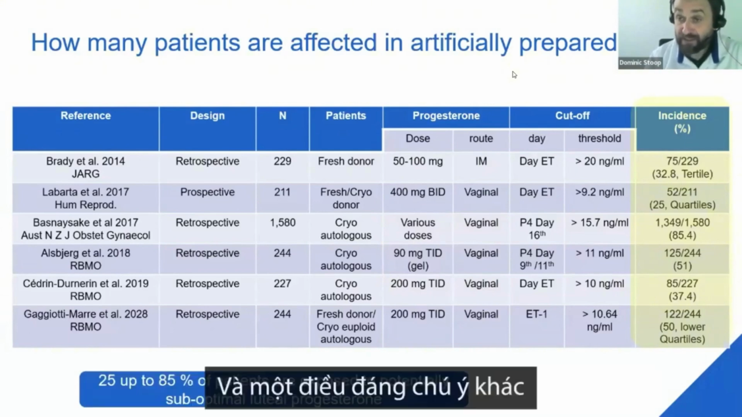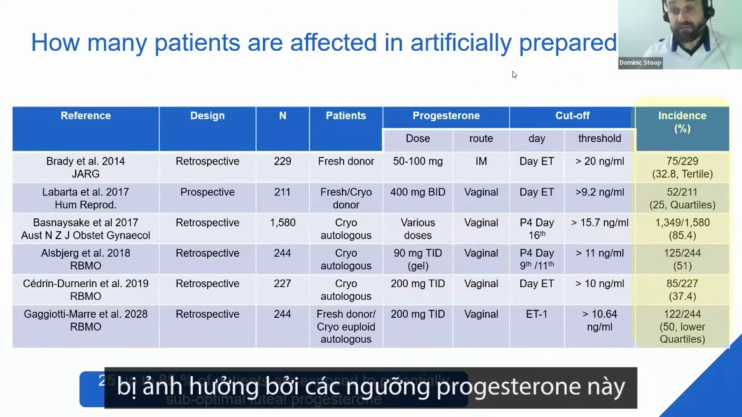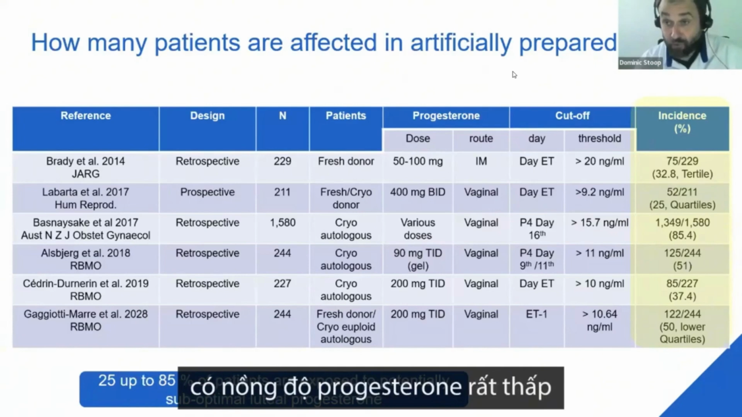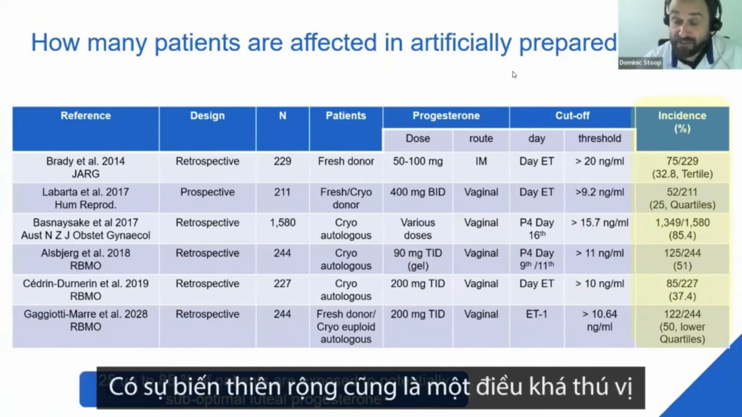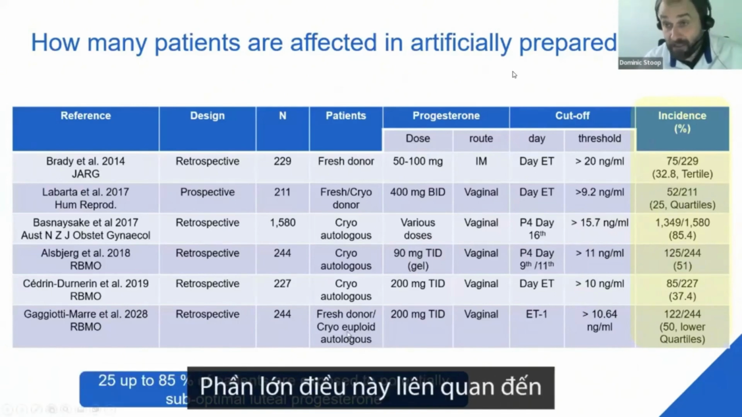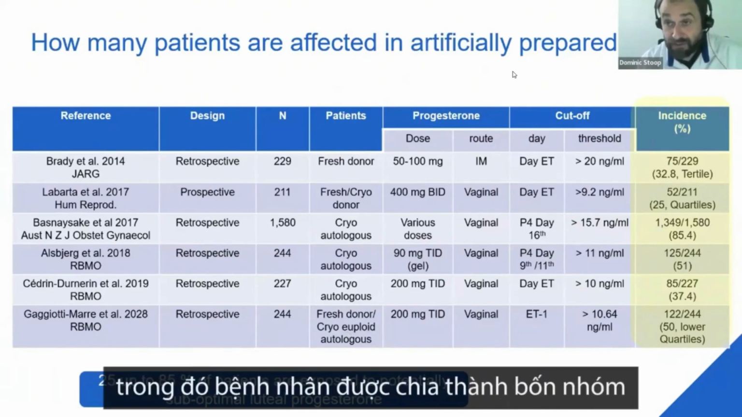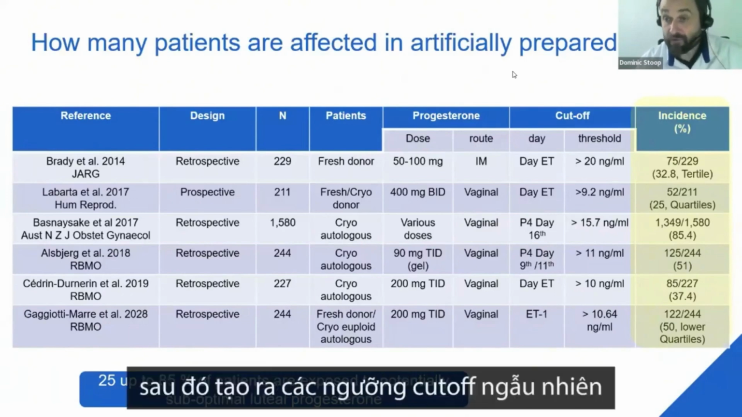Another striking thing is the variability with regard to the number of patients that are affected by these progesterone cutoffs. Some studies mention up to 85% of the population in that particular study having too low progesterone, or at least not the ideal progesterone concentrations. There's a wide variation. That is also quite intriguing. How could this be? Lots of this has to do with the small sample sizes of the studies in which the population is cut in 4 groups, in quartiles or in centiles and deciles, and then random cutoffs are being created.